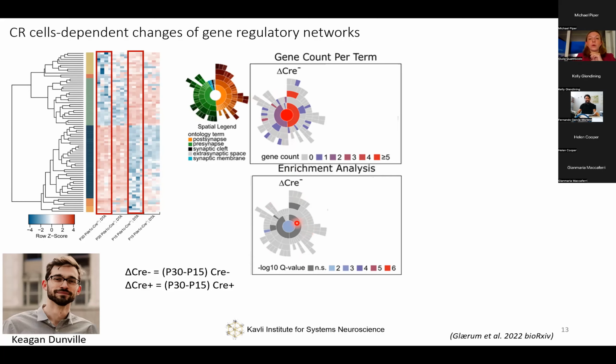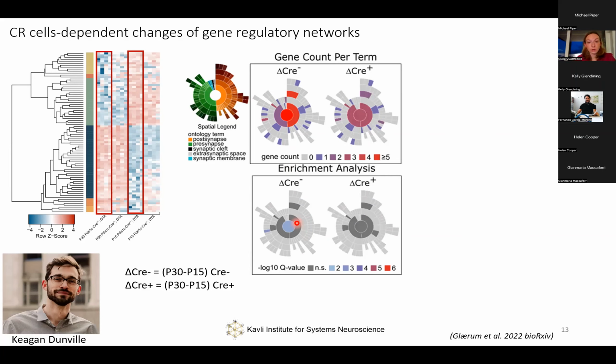When we compare these pie charts with the Cre-positive group, where we have ablated the CAR2 cells, we actually see that we have a decrease in the gene count present. So we have fewer genes that change in expression, and these changes are not significant. So really, this suggests that a lot of genes related to synapses that normally would change in expression during postnatal development fail to do so when we remove the CAR2 cells.